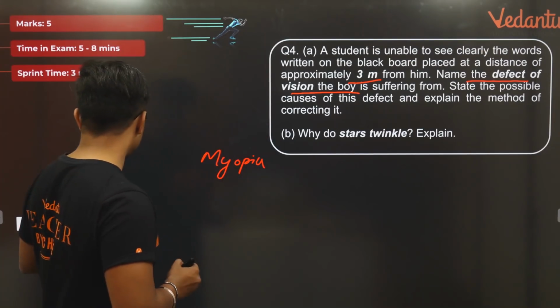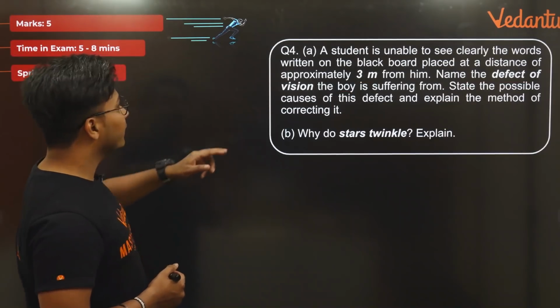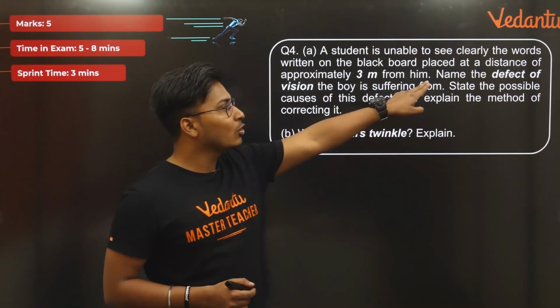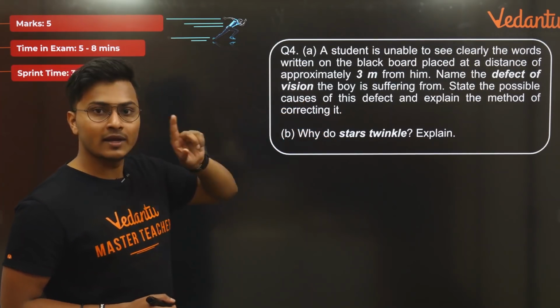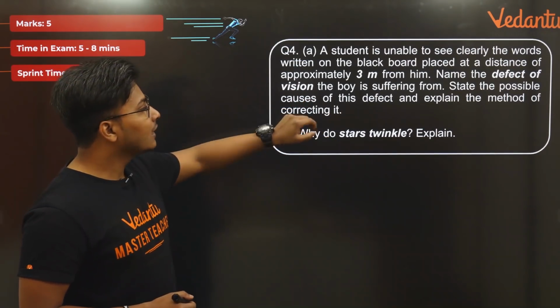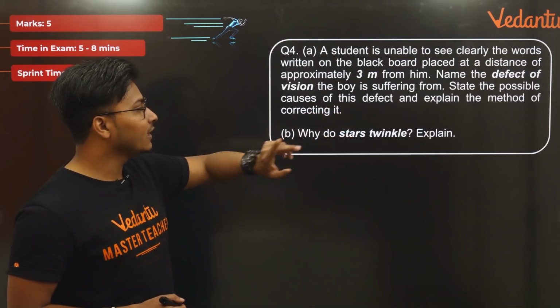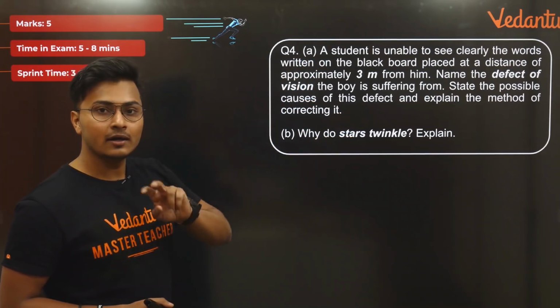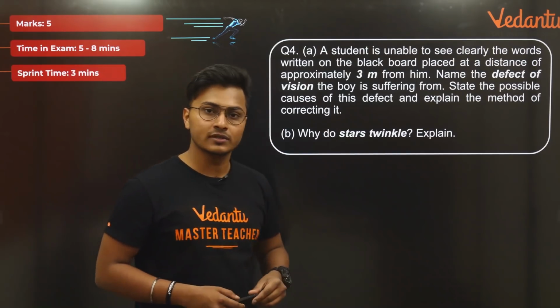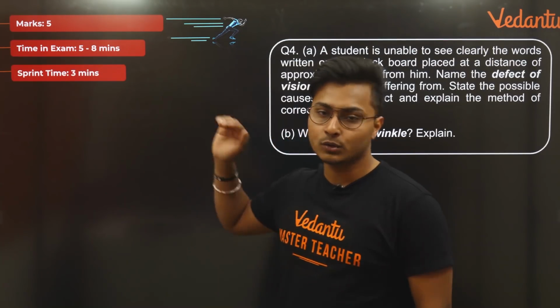Let me show you that diagram so it becomes clearer to you. I will give you a statement: 1 mark you'll get for the defect name, then 1 mark for stating the possible causes, and then for drawing this diagram you'll get 1 more mark. So 3 marks for part A, and for the second part, why do stars twinkle, you'll get 2 marks. So 3 marks above and 2 marks below.